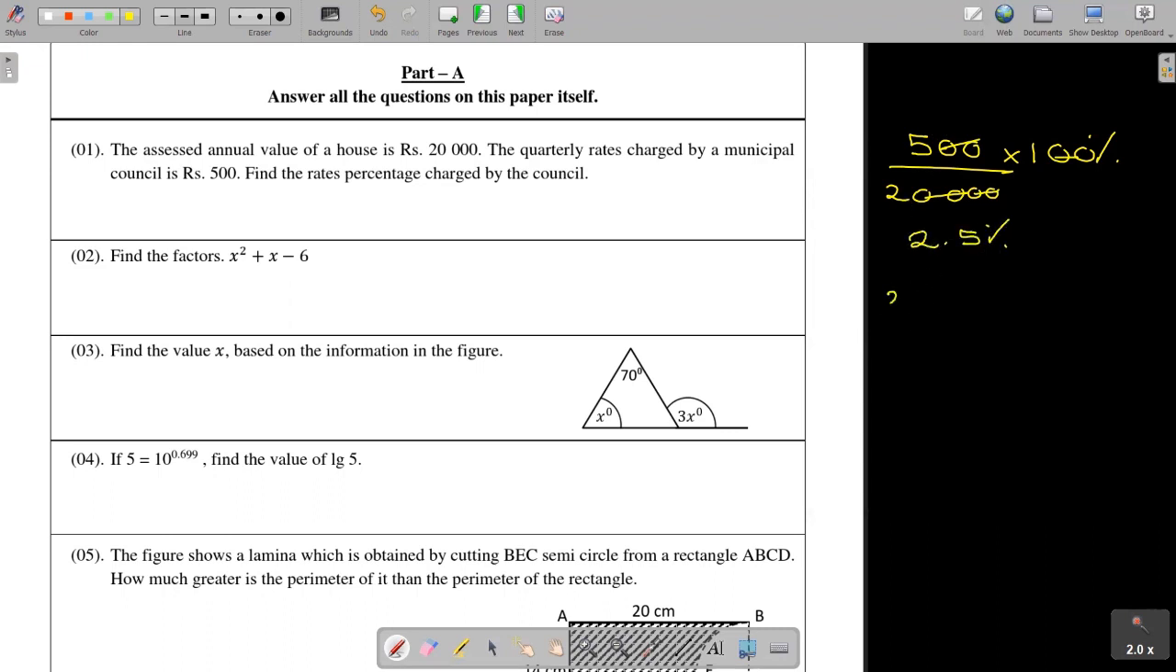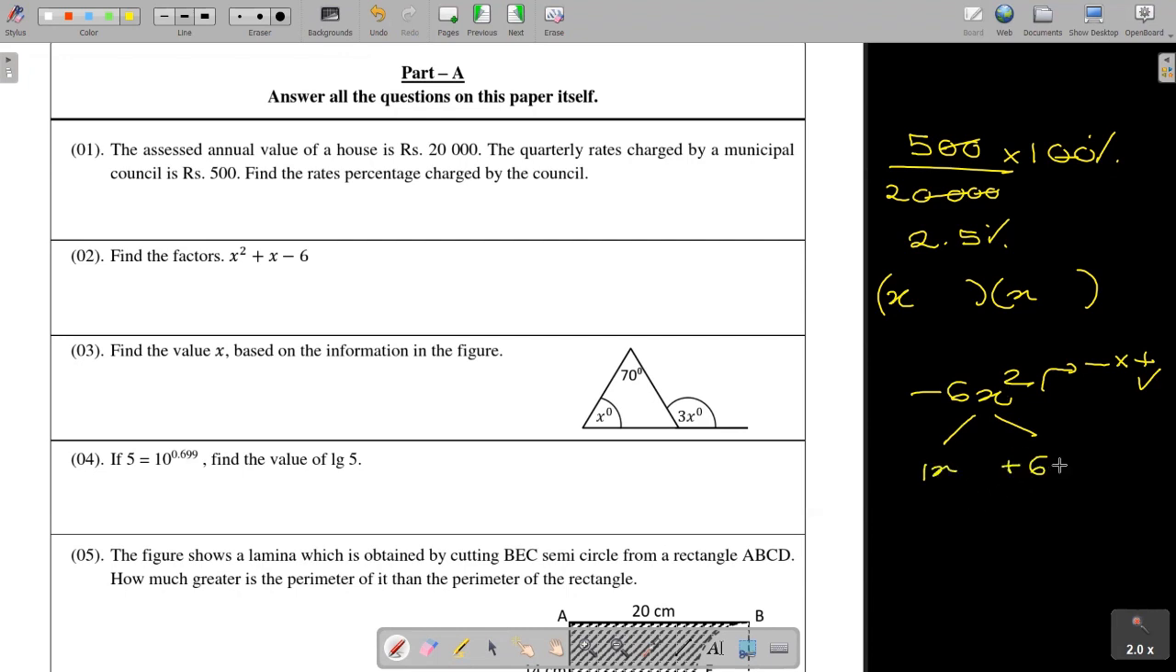Factors. You can do this by mind. x squared is x into x. So minus 6, how will you get that? Minus means you have to multiply a minus value by a positive value. Minus into minus is plus, plus into plus is plus. Then the middle term is plus, and the bigger term is plus.